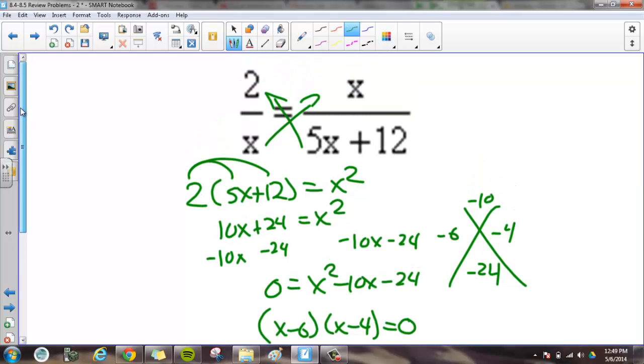What? Well, this is frustrating. 2 times 5x plus 12 and x squared. 2 times 5x, 10x. I'm going crazy. 2 times 12 is 24. x times x, we get the x squared. We subtract 10x, we subtract 24, we get -10. Did I do this wrong? -6 and 4 is -24.